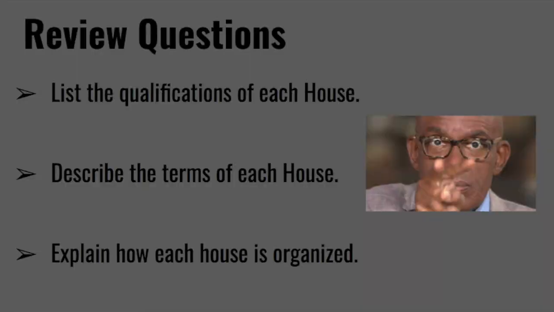Remember to answer these in comments on Google Classroom. Number 1, list the qualifications of each house. Number 2, describe the terms of each house. And number 3, explain how each house is organized. Just give me the hierarchy. Remember to answer those in Google Classroom, and then after you need to complete your end of the lesson questions on Google Forms. The link is posted on the classroom, right?